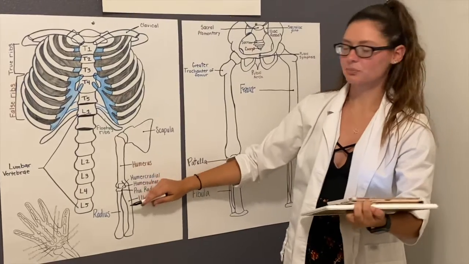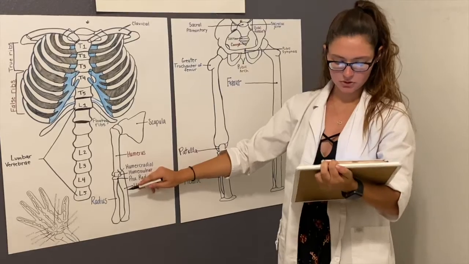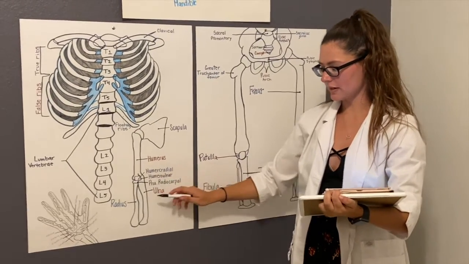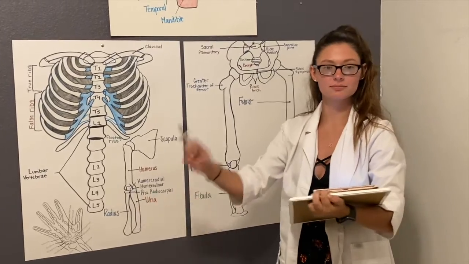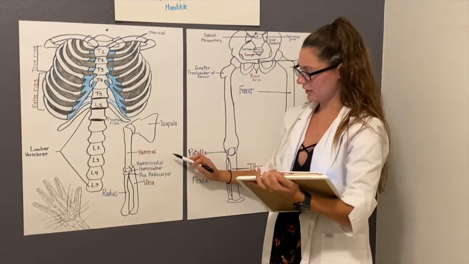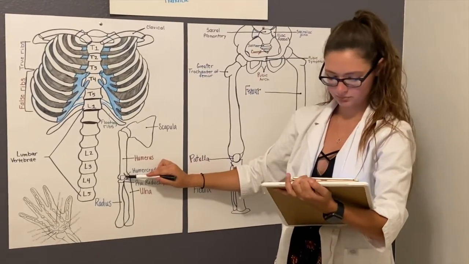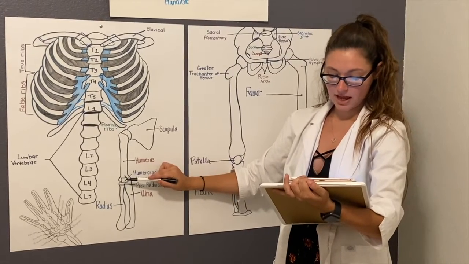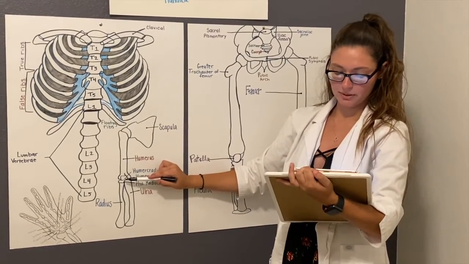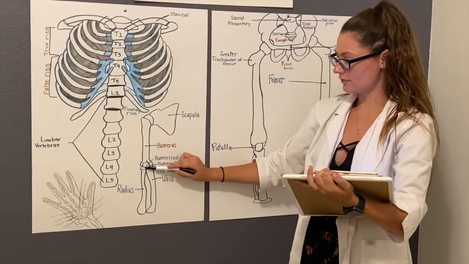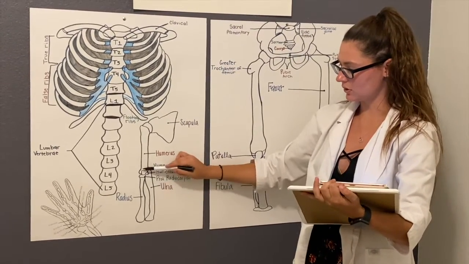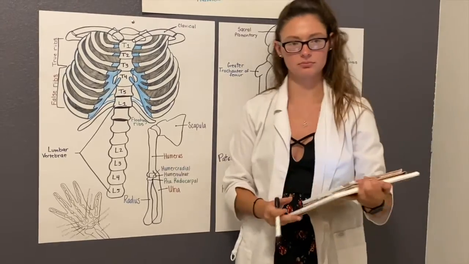Radius is one of the two bones that is in our forearm. We have the radius and we have the ulna, kind of like Lucy told us that she broke her ulna. Okay, we have the humeroradial joint, which is right there. This is the head of the radius and the capitulum of the humerus. So it closes off between our radius, our ulna, and our humerus.